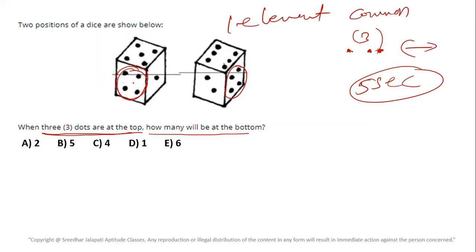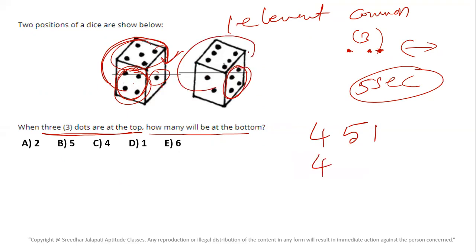So I'm converting the dots into numbers. This is a face with 4 dots and the remaining elements in clockwise direction are 4, 5, 1. Next, this is a face with 4. From there, I have to write the remaining in clockwise direction. So next to 4: 4, 2, 6. Obviously here 1 and 6 are opposite.